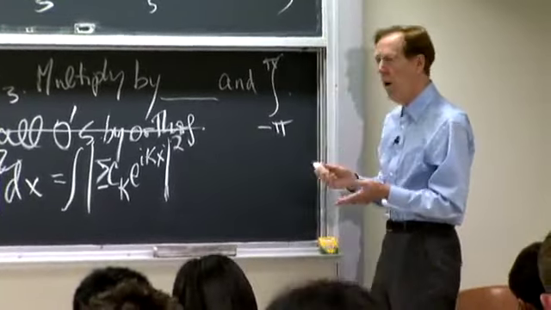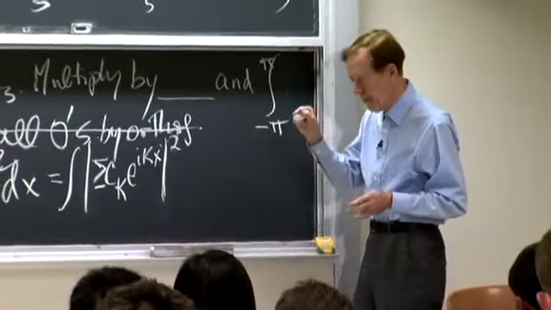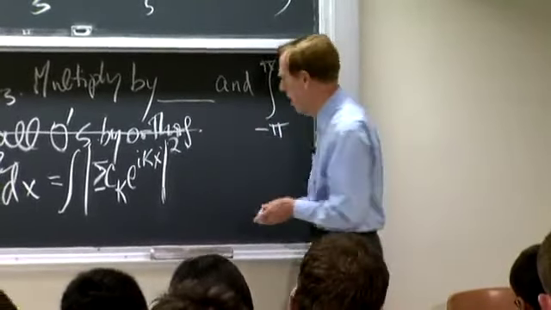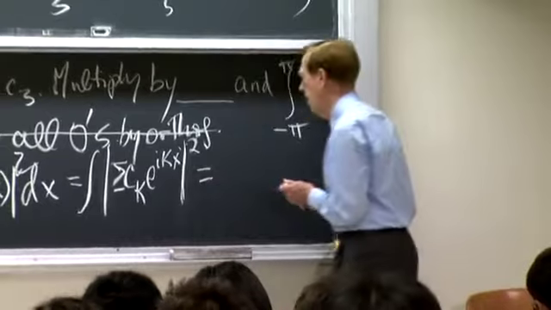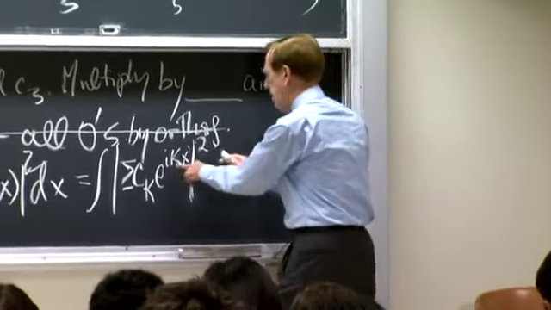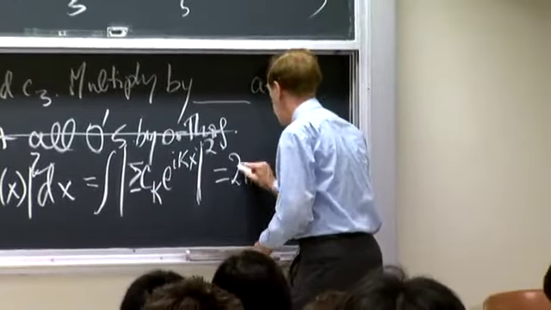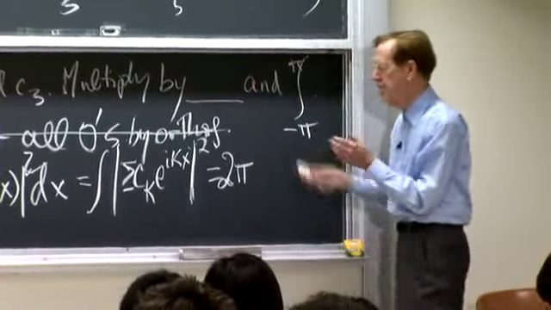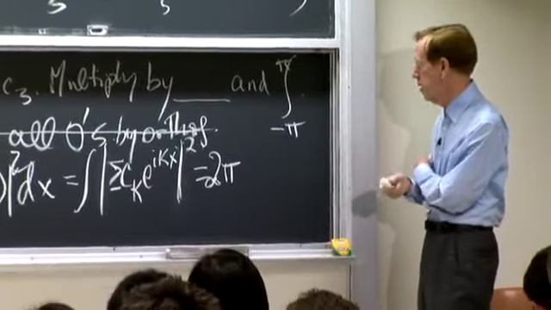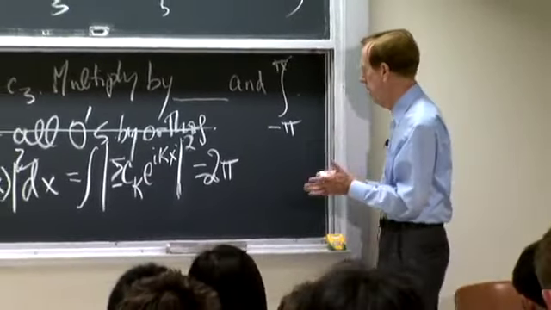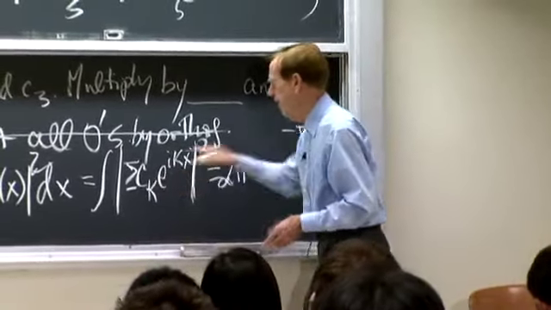So what do I get? All the terms disappear except the ones that are squared. So what do I get here? For the ones that are squared, I'm integrating 1, so I get a 2 pi. So there's a 2 pi. The whole subject's full of these 2 pi's. It's just part of the deal. Now, what's left?